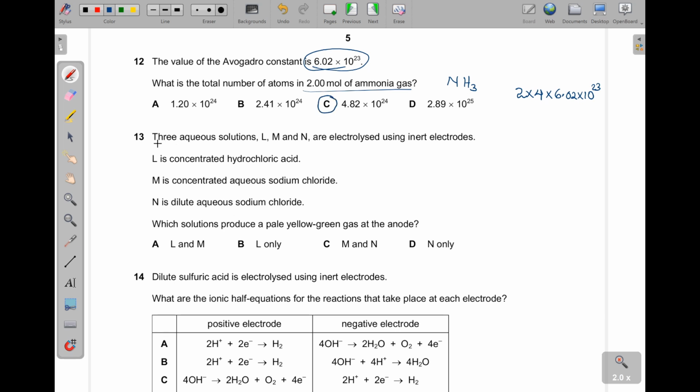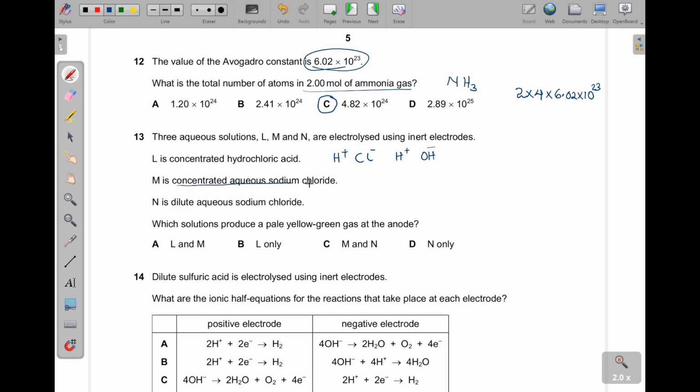Question 13. 3 aqueous solutions L, M, and N are electrolyzed using inert electrodes. L is concentrated hydrochloric acid. Now, usually concentrated hydrochloric acid has some little amount of water, because we bubble hydrogen chloride into water to form hydrochloric acid. So these are the ions present there. We are going to have hydrogen ions and chloride ions. We shall also have hydrogen ions and OH ions, which are coming from water.